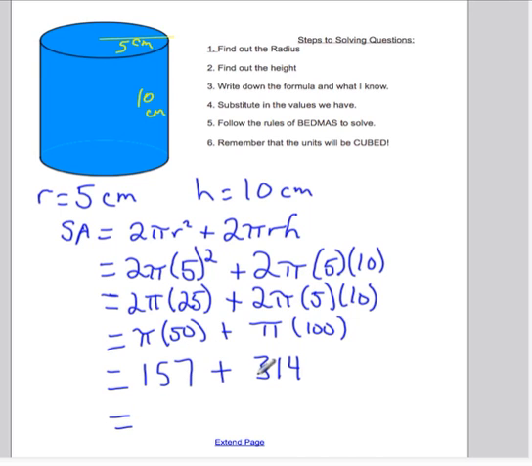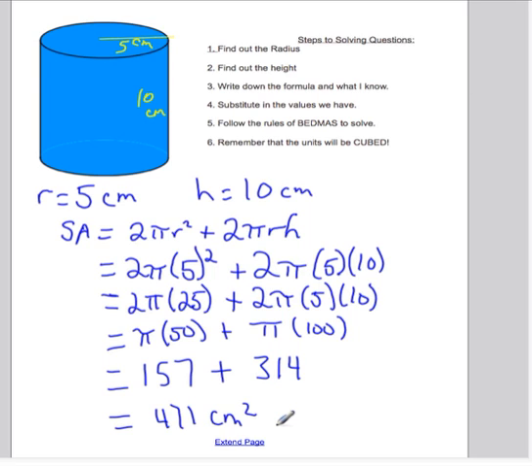And if I add those together, I'm going to get 150 plus 300 is 450. And then 7 plus 14 is 21. 21 plus 450, so 471 centimeters squared. And I'm going to use square centimeters because that is my unit for surface area.